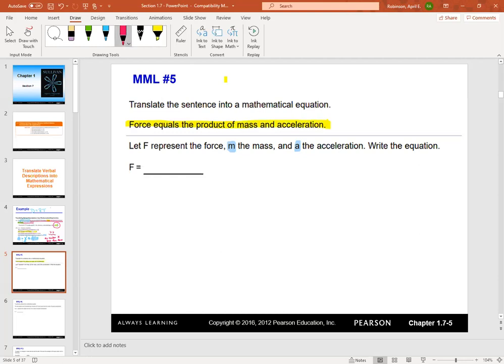So you have to realize, what's a product? Now in business class, a product is something you sell. But in math class, a product is multiplication. So I am simply going to take the mass times the acceleration, m times a. So product means to multiply.